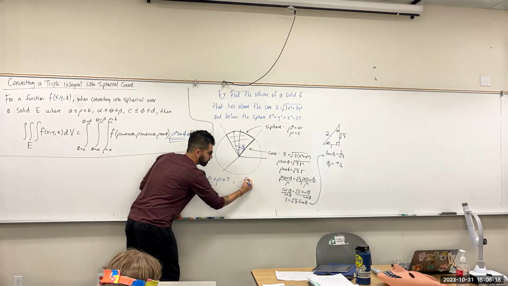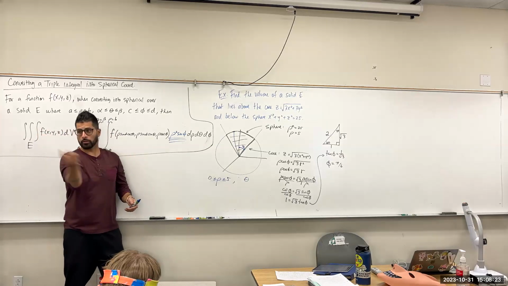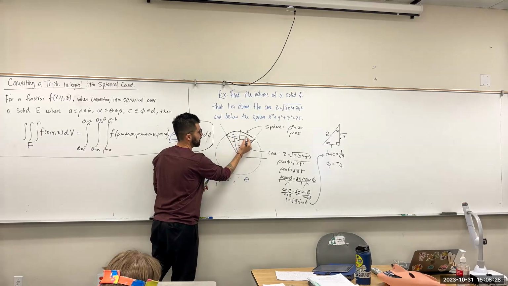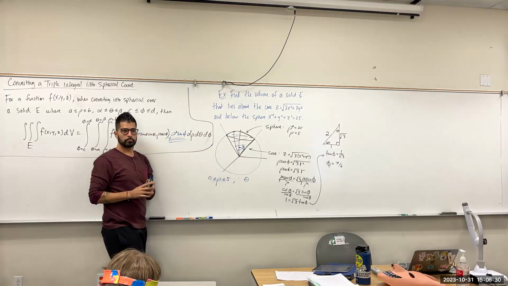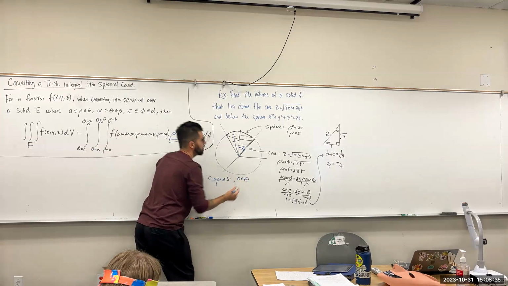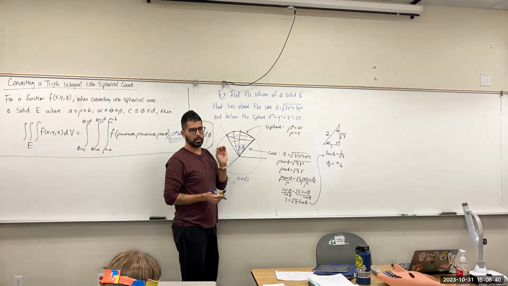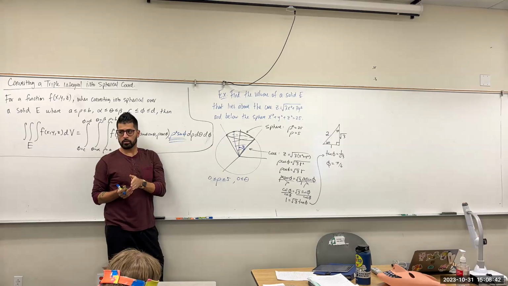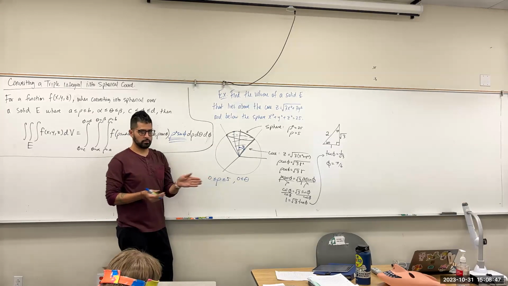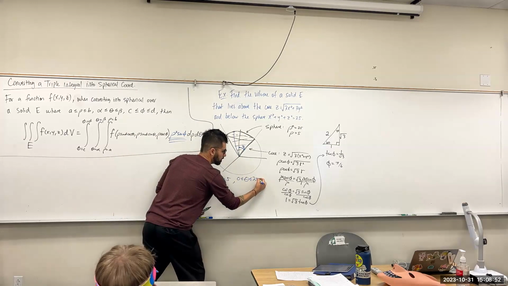What about theta? That one's rotating all the way around because it's the sphere. Is that okay? Now, if I said the first octant, then what would theta be? 0 to pi over 2. It was the first octant. But it didn't say that, so it can go all the way around.